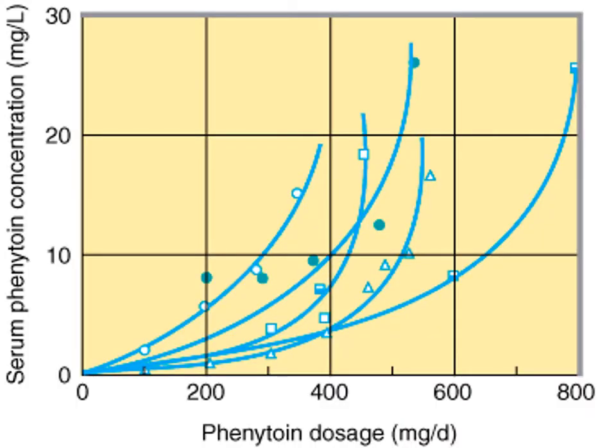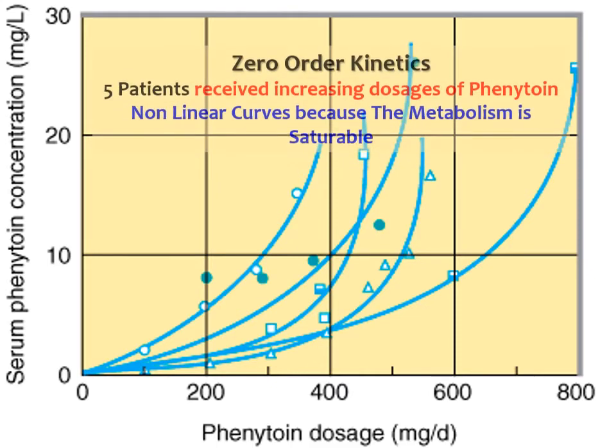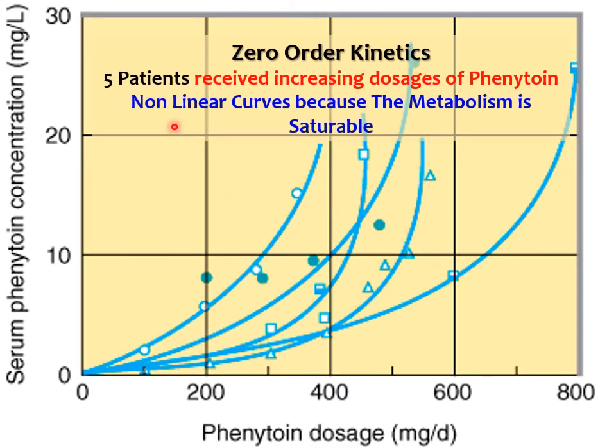Now, in this graphic representation, we have five curves, and that shows the zero-order kinetics that is characteristic of phenytoin. We have already discussed this aspect in general pharmacology, but here we see a non-linear curve because the metabolism of phenytoin is saturable. So each drug can show different levels and different types of these graphs.